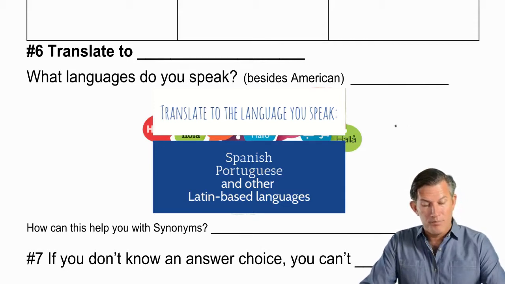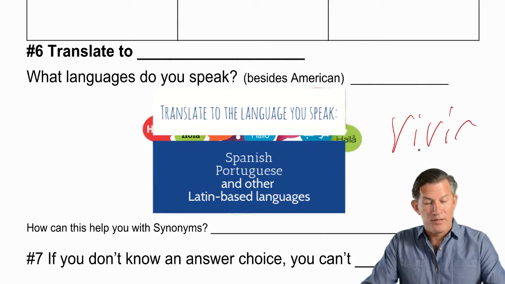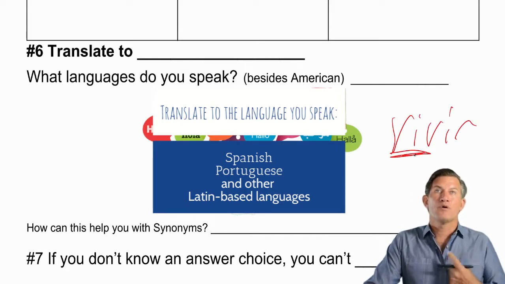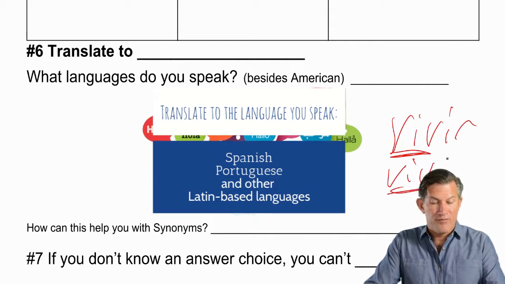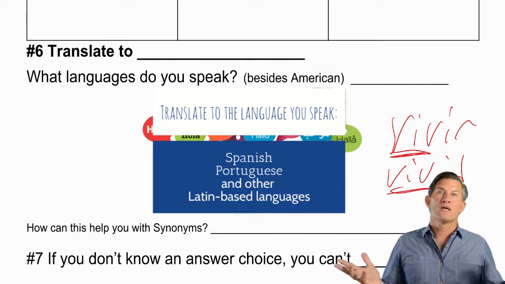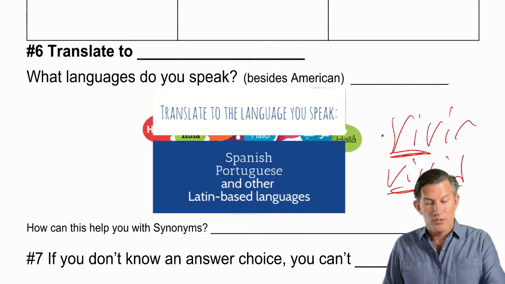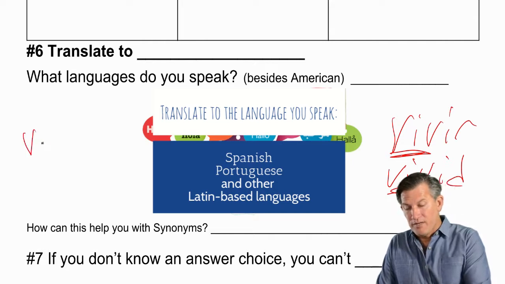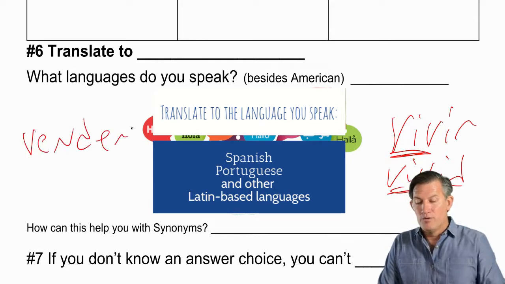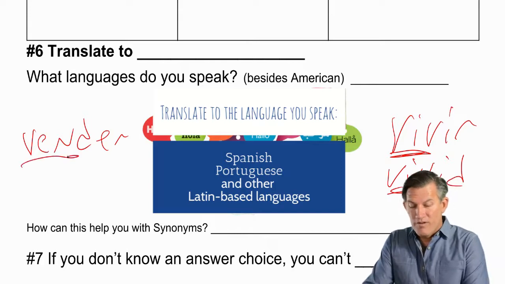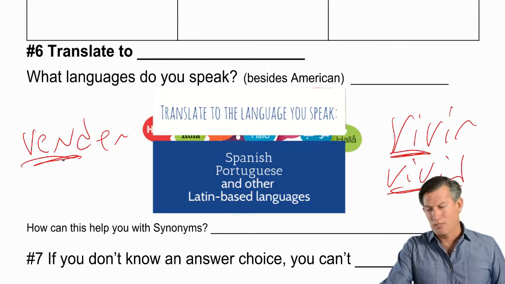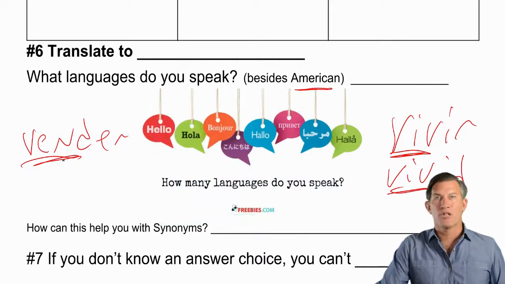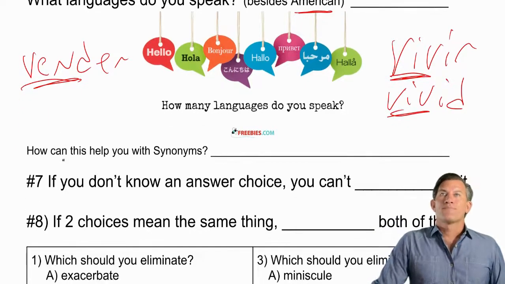I'm going to give you an example. Vivir. Yo vivo en Miami. I live in Miami. Vivacious or vivid. Viv means to live, and vivid means colorful or bright or lively, and then of course this means to live. I'll give you another one. Vender. That means to sell, but of course vending machines also sell. So this is really going to help you if you know another language, especially if it's a Romance language based on Latin.